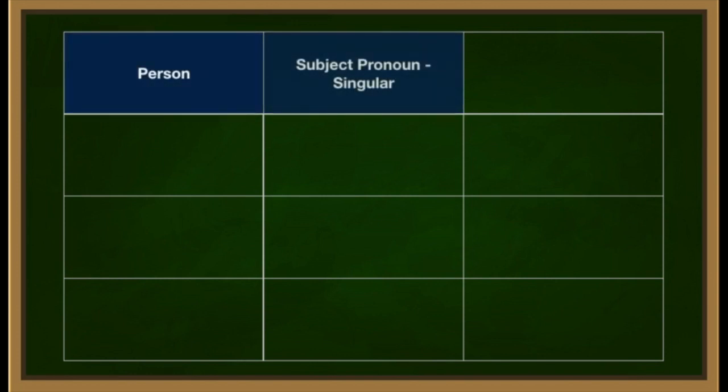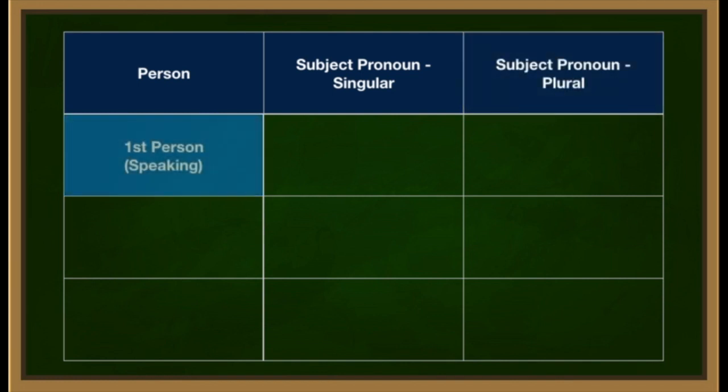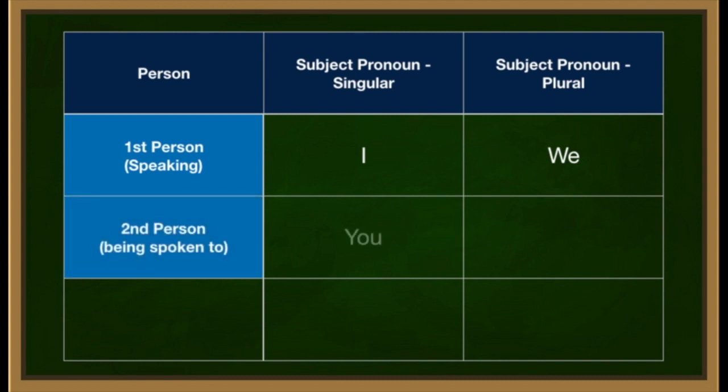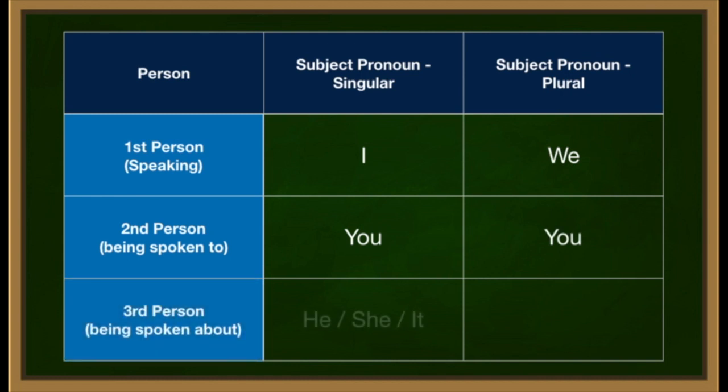Let's look at this table. We have singular and plural subject pronouns. The first person singular is I. The first person plural is we. The second person singular is you. The second person plural is you as well. The third person singular is he, she, or it. And the third person plural is they.